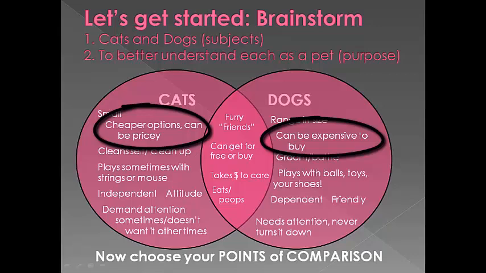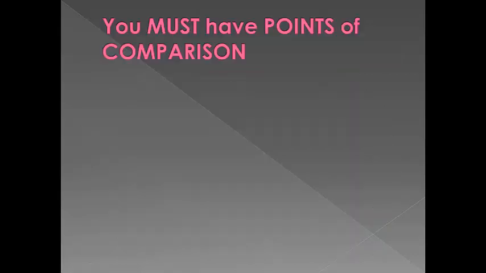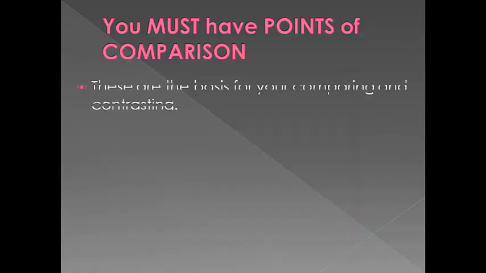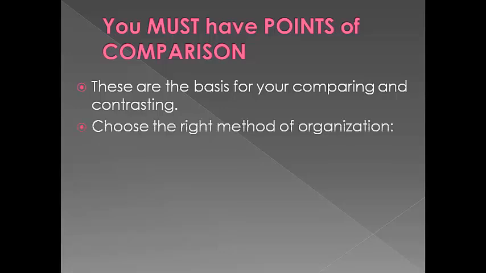So that would be an example of how to get to the point of comparison, and you would want to keep doing that, looking at your information here. So once again, you must have points of comparison because these are the basis for comparing and contrasting. They're sort of like the subtopics or the little mini topics that you're going to talk about. Also, you have to choose the right method of organization. Which way will you organize your information?